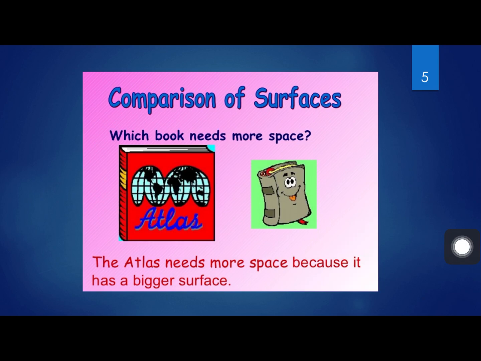Let's begin first by comparing surfaces. Let's think a little bit. Which book needs more space? Let's look at these books. Now here we have an atlas, and here we have just a regular sized book. Which book needs more space? If you said the atlas, then you are correct. The atlas needs more space because it has a bigger surface, and we can see that. The atlas has a bigger surface than this little book over here.